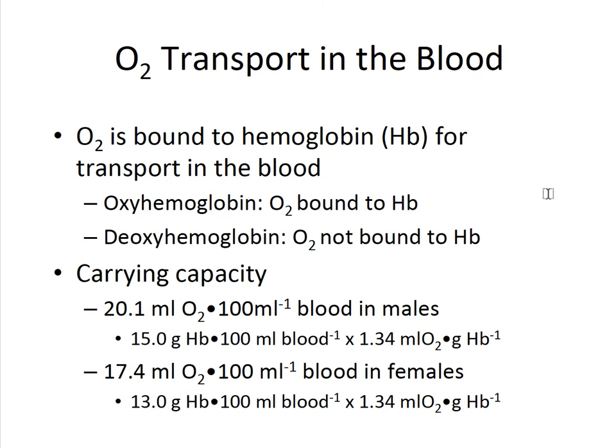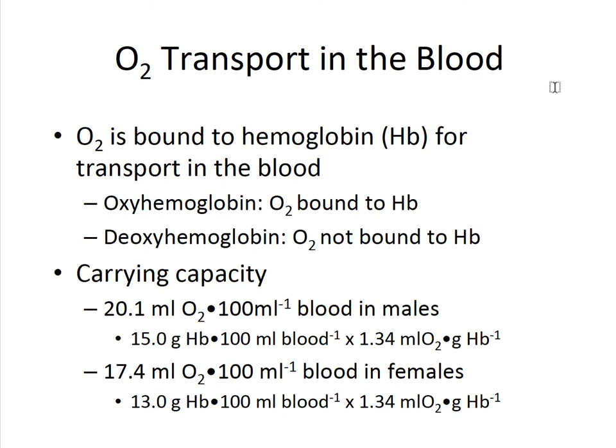So we've diffused oxygen out of the lungs and into the bloodstream. How is oxygen then carried in the bloodstream? Almost all, like 90%, of oxygen is bound to hemoglobin. And if it is bound to hemoglobin, the terminology is called oxyhemoglobin. If a hemoglobin does not have O2, it's called deoxy.